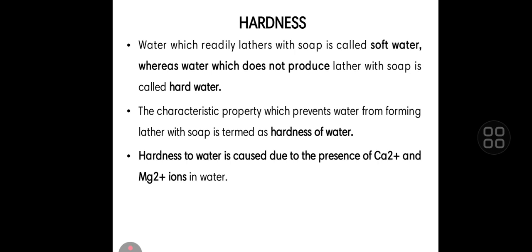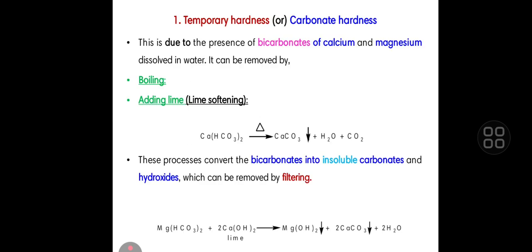Another one is hardness. Water that readily lathers with soap is called soft water. Water which does not produce lather with soap is called hard water. The characteristic property which prevents water from forming lather with soap is termed hardness of water. The hardness of water is caused by the presence of calcium and magnesium ions. Hardness is of two types: temporary hardness and permanent hardness, and together they give total hardness.